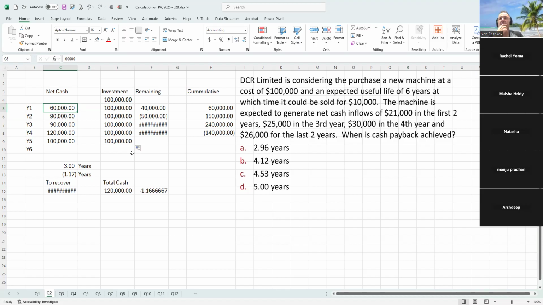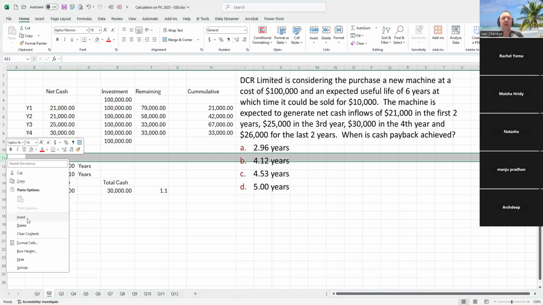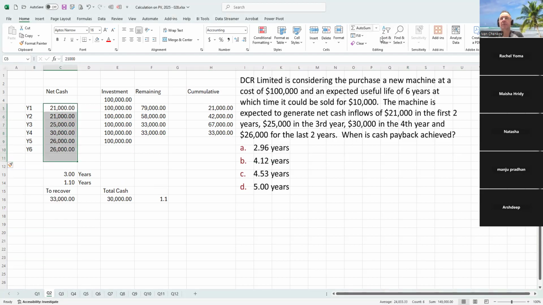And let's go with the expected cash that the machine is going to generate. 21,000 in the first 2 years. So we're getting 21 in the first year and 21 in the second year. Then we're going to get 25 in the third year. Then we're going to get 30,000 in the fourth year. And the last thing, in the last 2 years, we're going to get 26 and 26,000. So in total, how much cash are we going to get? If we calculate how much cash we're going to get in total, we're going to get exactly $149,000 cash.